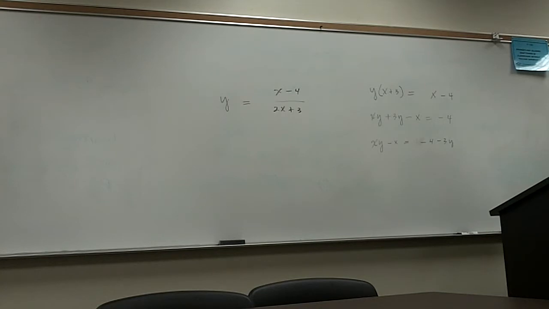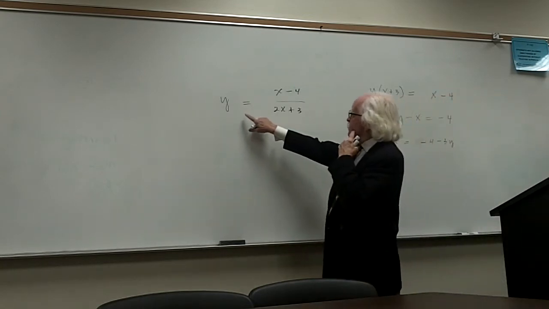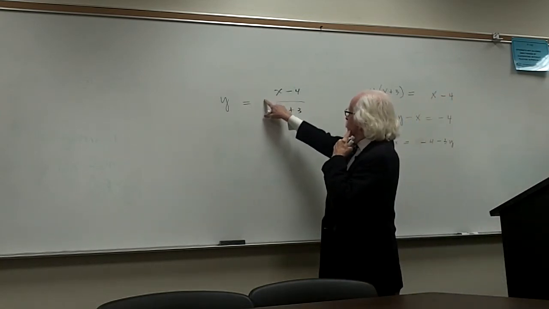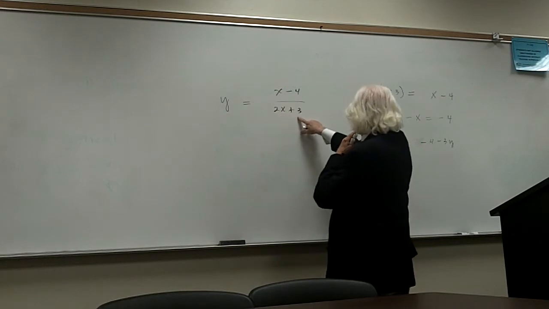You left out the 2 from the main problem. You've got to put a 2 in front of the x. On the original problem, you have y equals x minus 4 over 2x plus 3. You didn't have the 2 on the right side. The 2x right there, where? On the bottom. There you go. You didn't put the 2 on the other side.